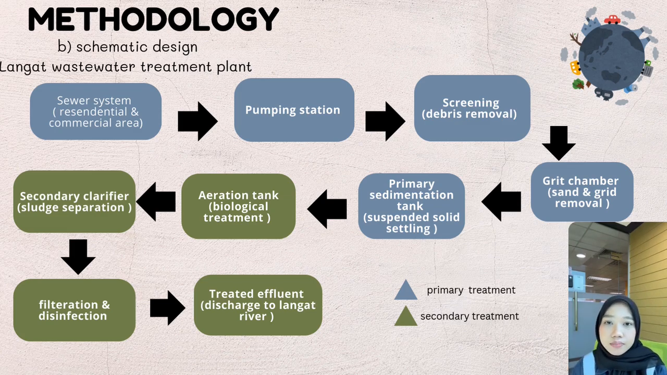The secondary treatment stage is highlighted in green and focuses on removing dissolved and suspended organic matter biologically. First, aeration tank. Wastewater is treated biologically where microbes break down organic pollutants. Second, filtration and disinfection. Remove remaining solids and pathogens to ensure the effluent meets safety standards. Last one, treated effluent. The clean water is discharged safely into the Langat River.